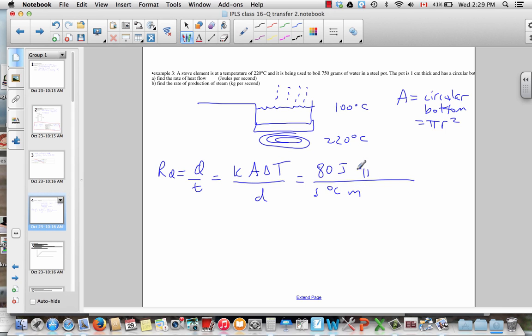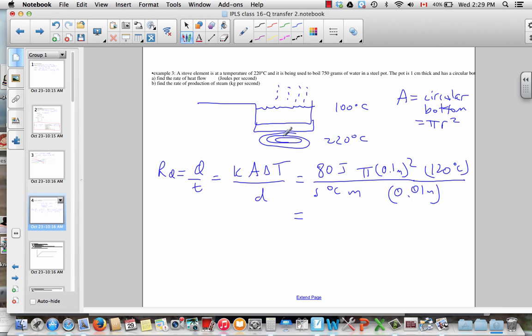Cross-sectional area is pi r squared. R is the radius of the pot, which is given as 10 centimeters. And then the temperature difference, we said, was 120 degrees centigrade, or 120 Kelvin, divided by the thickness, which is 1 centimeter thick. And then this is the rate of thermal energy transfer.